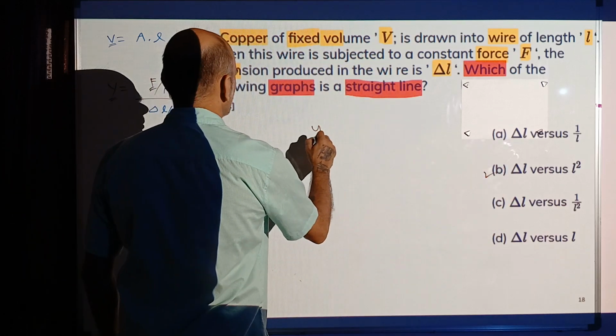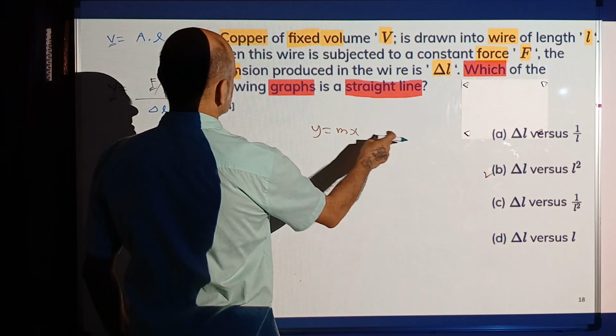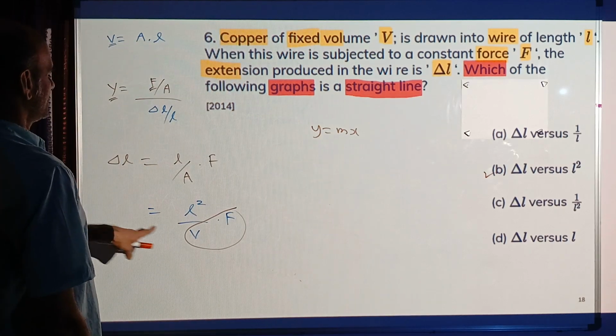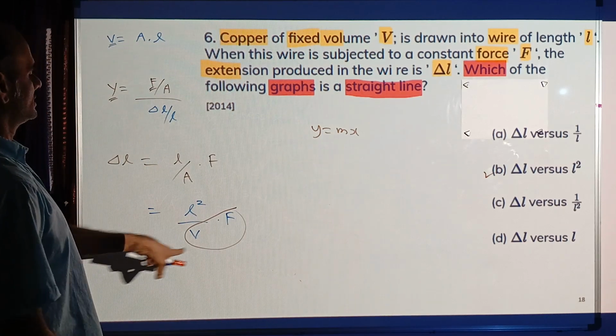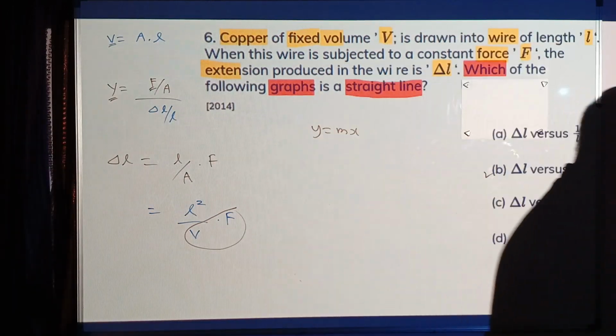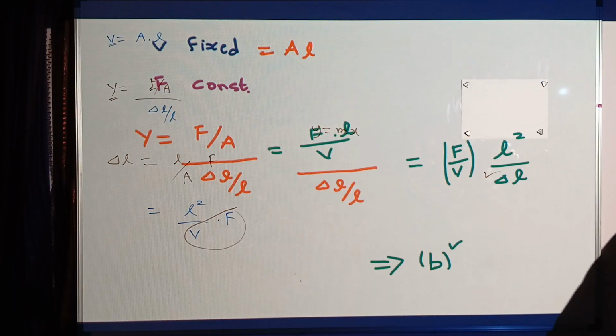Equation of straight line is y equal to mx plus c, but here c is 0. So basically y should be proportional to x. Here y is delta L, and if x is L square, then the relationship is a straight line. B is the correct answer.